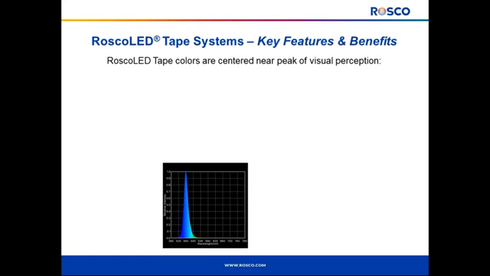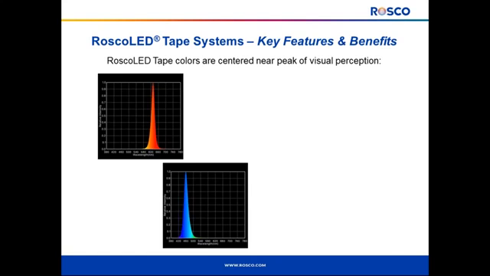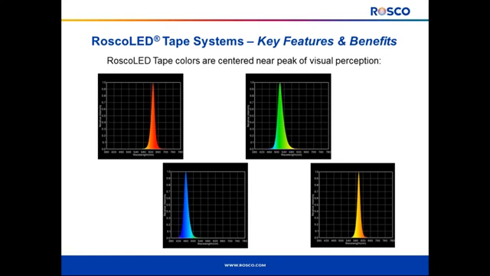The eye has an acuity to pick up colors at specific wavelengths. And we've taken this knowledge and incorporated that into our RGB and RGB amber RoscoLED Vari-Color tapes. We've centered these peak wavelengths where the eye is most acute in picking up these colors. So again, it's going to give you very richly saturated colors when you are looking for that in your lighting scheme.